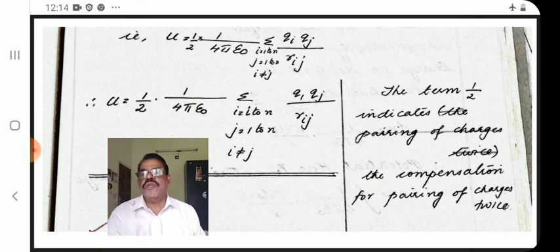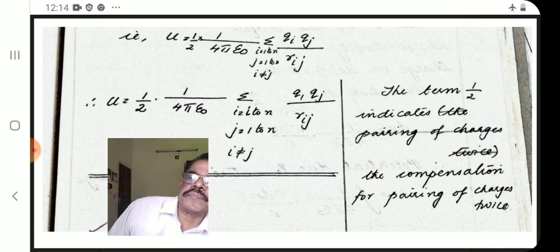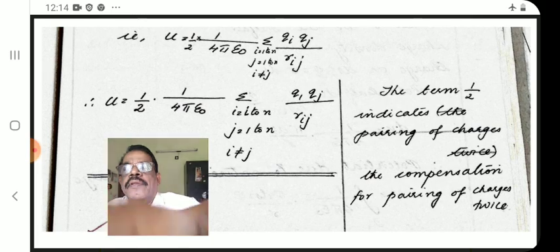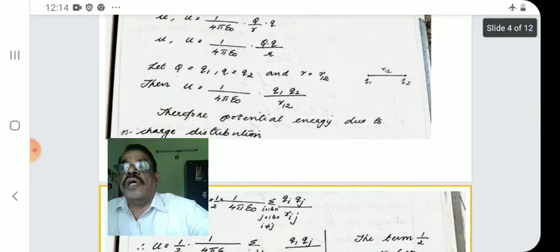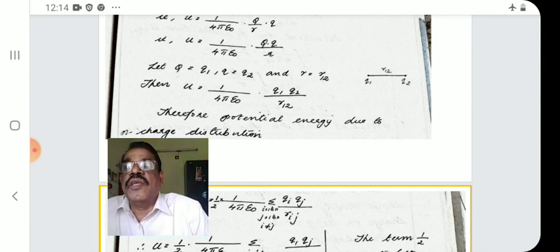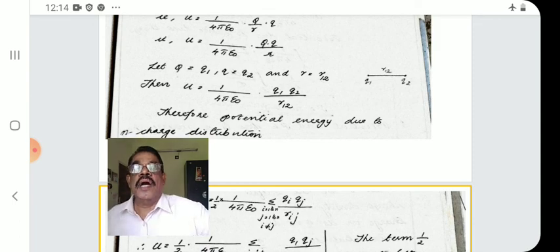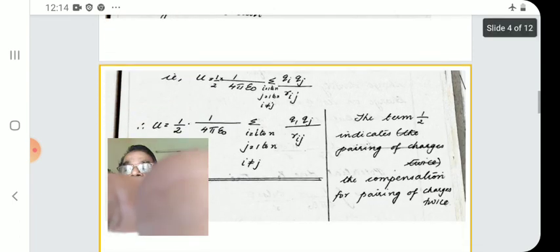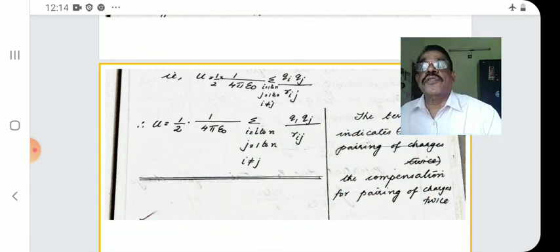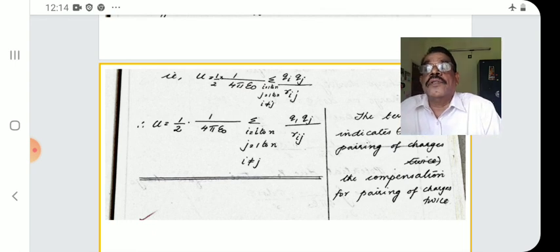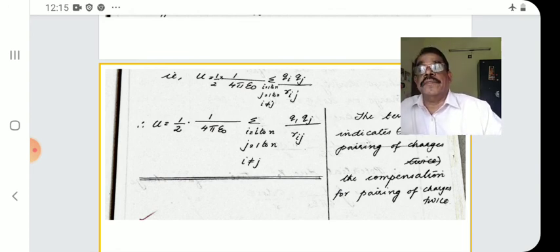So you remember the two equations for charge distribution. For two charges, the potential energy is 1/4 pi epsilon 0 Q1 Q2 by R1, where R1 is the distance between the two charges, as in the figure. For an n charge distribution, we write it as a half into 1/4 pi epsilon 0 sigma i is equal to 1 to n, j is equal to 1 to n, i not equal to j, qi qj by rij.